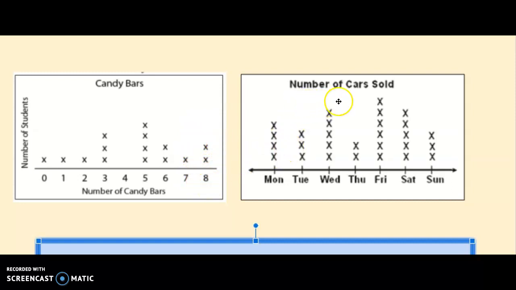Here we have the numbers of cars sold on each of these particular days, and I could ask you a question: on which day are the most cars sold? And you could easily look at the line plot and say, oh, I can see Friday is where they sell the most. On which day do they sell the least amount of cars? That's quick and easy to see on our line plot that it is in fact Thursday.